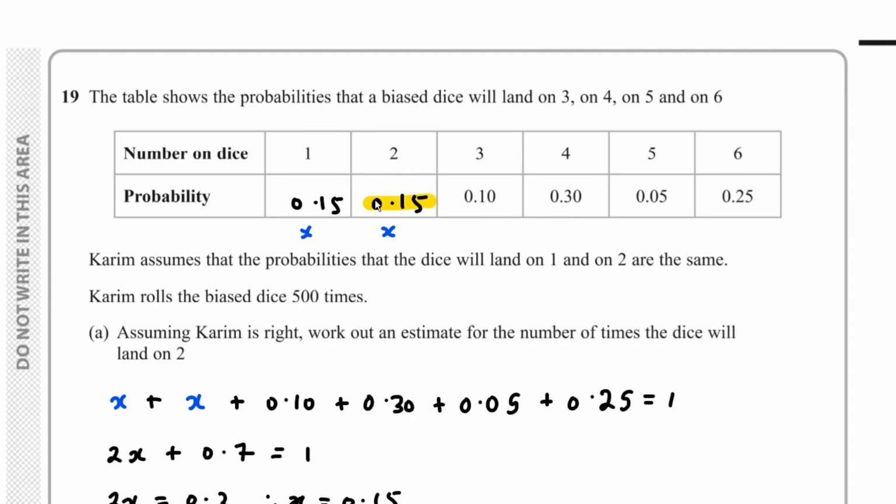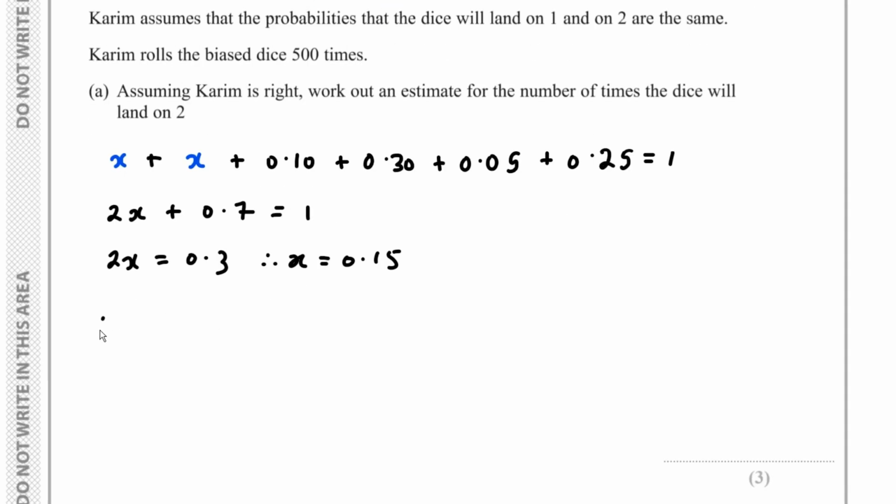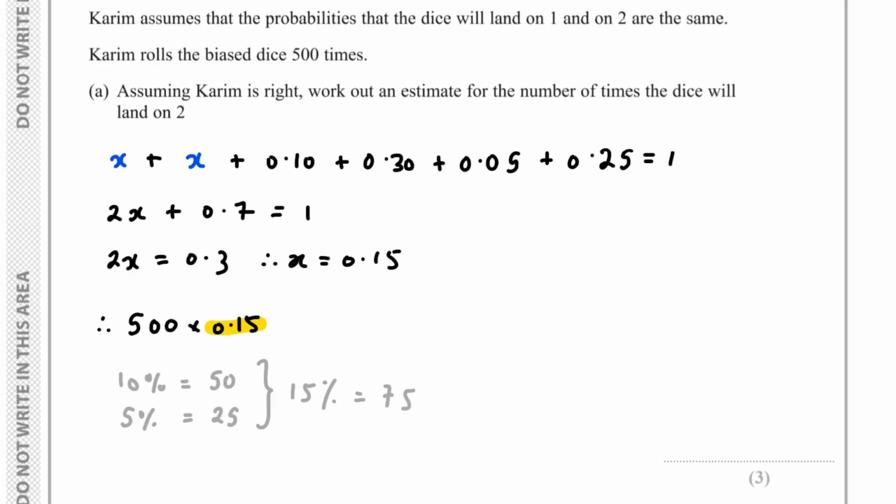So the probability of landing on 2 is 0.15, and if I roll the dice 500 times, that means I've got 500 times 0.15. So this is the same as 15%. So if I work this out on the side, 10% equals 50, 5% equals 25, which means 15% equals 75. So 500 times 0.15 is 75.